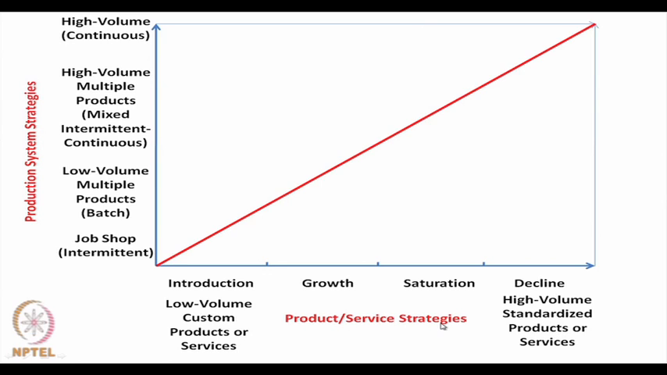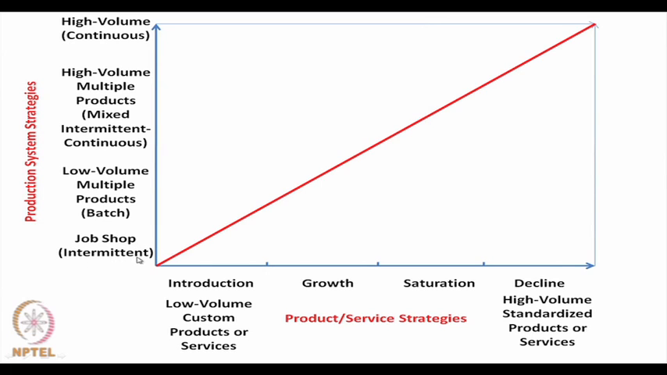Therefore, product service strategies would depend on the stage in which the product is passing through in its life cycle. Then also the strategies will depend on whether it is multiple products, low volume, or a high volume single product. If it is custom products, where each specification of the job or order is different, then that shop is known as a job order shop or a job shop.